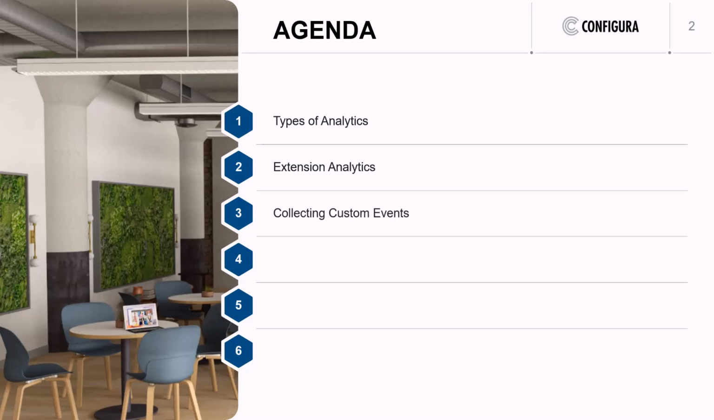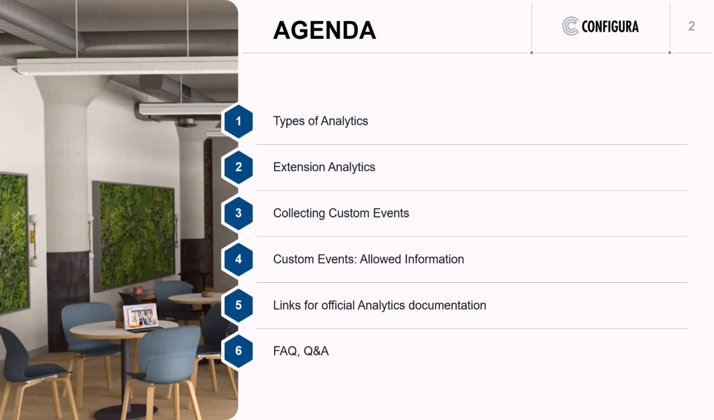Then I'll go over how to use extension analytics, especially collecting custom events, which is something developers are able to do with this type of analytics. We'll go over what kind of events you're allowed to log and what information you're allowed to collect. There are some rules. And then I have links for official analytics documentation, both for anyone who just wants to read about it and get generic info and know how it works, and also a lot of documentation for developers, including examples. And then we can go over any questions anyone has.